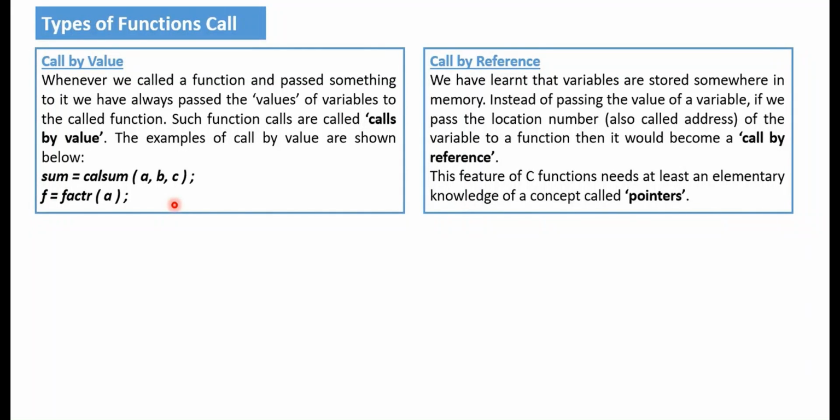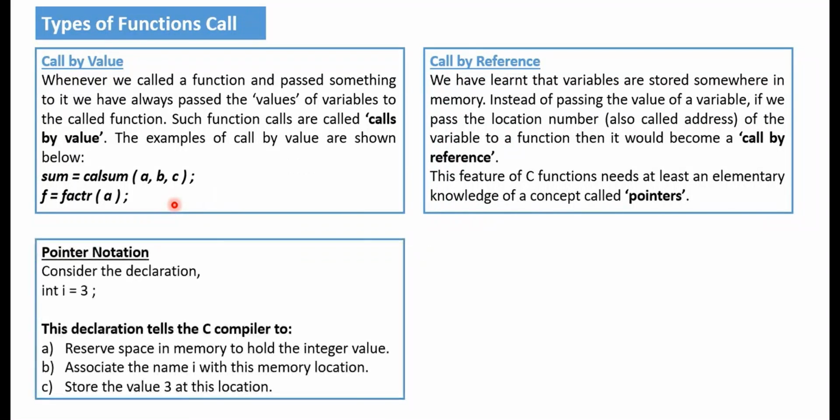Okay. So basically a pointer is a variable that points to a specific location. Let's understand using the pointer notation. Consider the declaration int i equal to 3. Now this declaration tells the C compiler to reserve space in memory to hold the integer value. Next, associate the name i with this memory location and store the value 3 at this location.